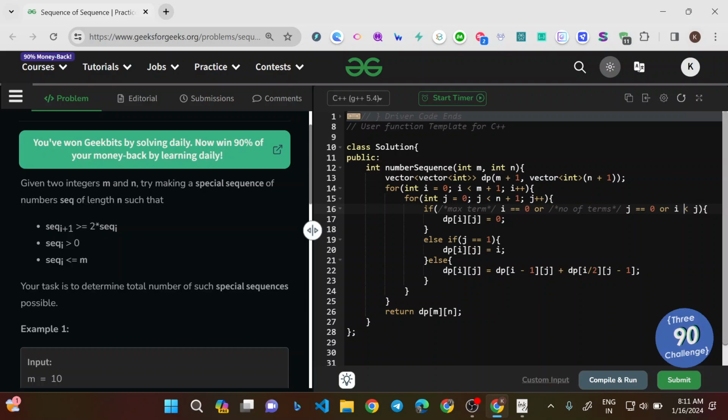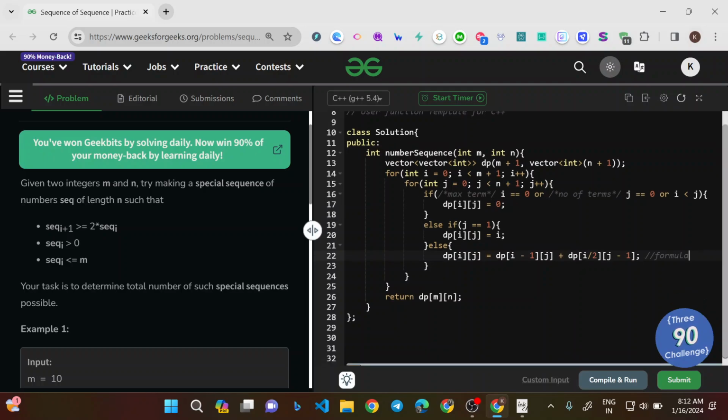like your maximum term is less than the number of terms, in that case your DP state would be giving you 0. Else if j equal to 1, that means the number of possibilities would be i, because j means the number of terms in the sequence is 1. So whatever the maximum term possible, that many sequences you can form. Else this is the formula. So dp of i j depends upon two states, dp of i minus 1 j plus dp of i by 2 comma j minus 1, right? So these are the two states it's depending upon.